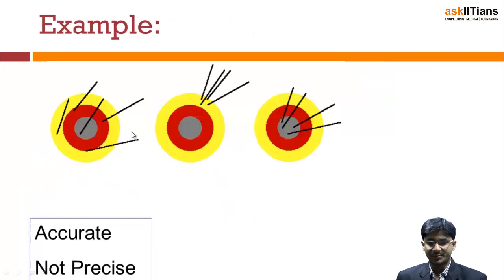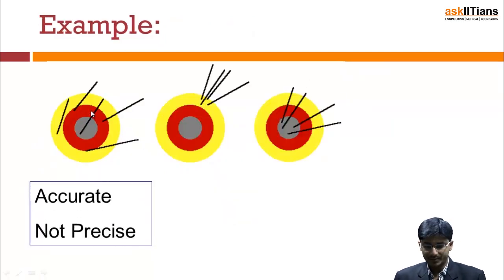Now you can see this from the example, this figure, as you can see, this is accurate or precise. This is neither accurate nor precise. If you see here, this is neither accurate nor precise.